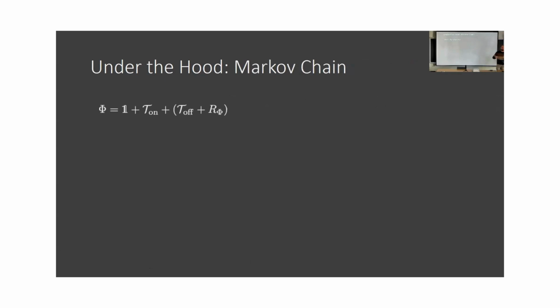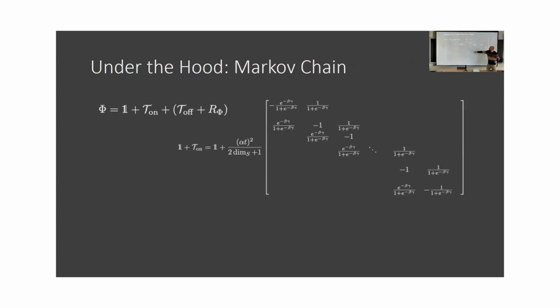Okay, so once we isolate these on resonant transitions, we collect them up into a transition matrix, which is going to be the identity plus T on, and we can compute exactly what this transition matrix is. This is for the harmonic oscillator. You can see that if this is the ground state input, first excited state input, and so on, this is the probability, or the transition amplitude, for staying in the first excited state. And you can move down in energy or you can move up in energy.